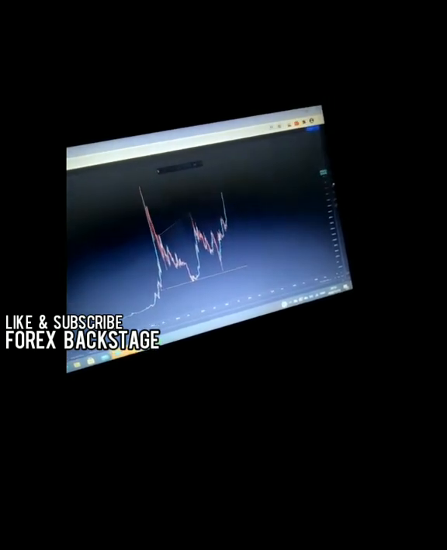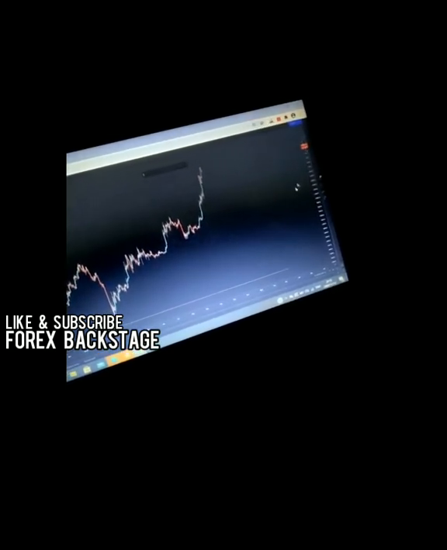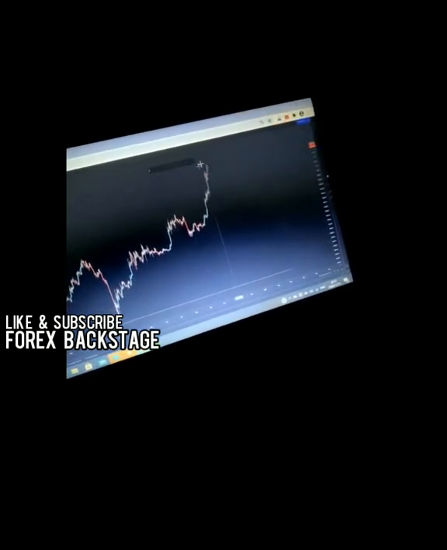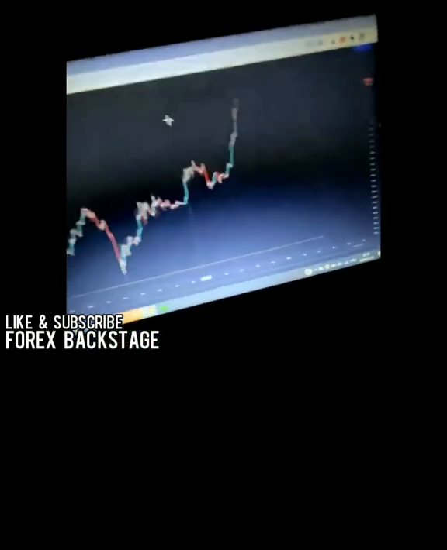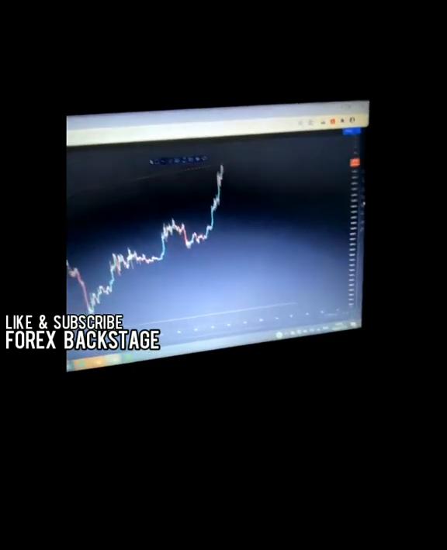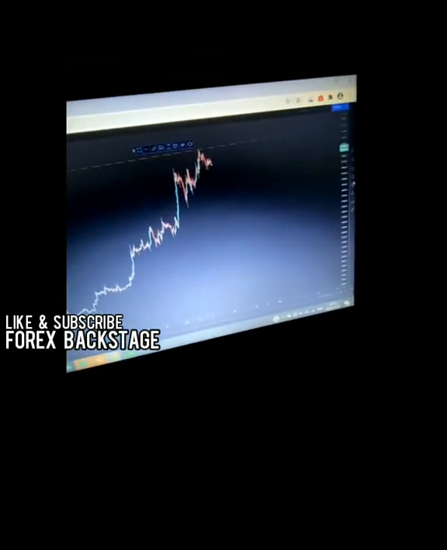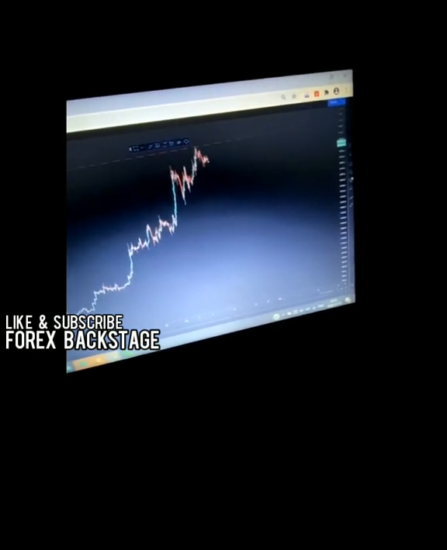Then we go to the daily. On the daily, you can see that everything makes sense, because on the daily, this level is starting to reject. Then I'll go to the 4 hour. On the 4 hour, we can see that there's a pattern visible.